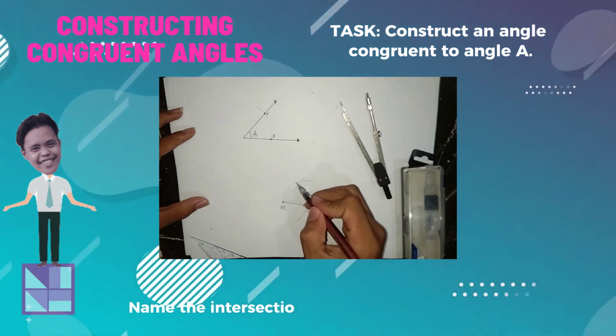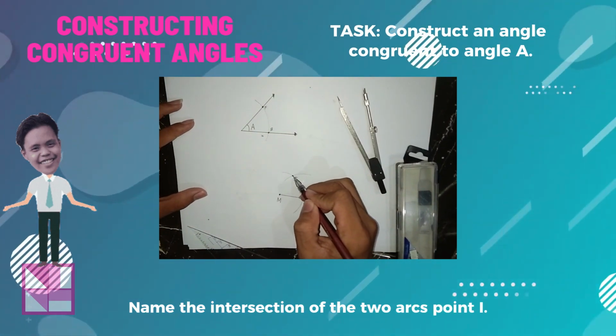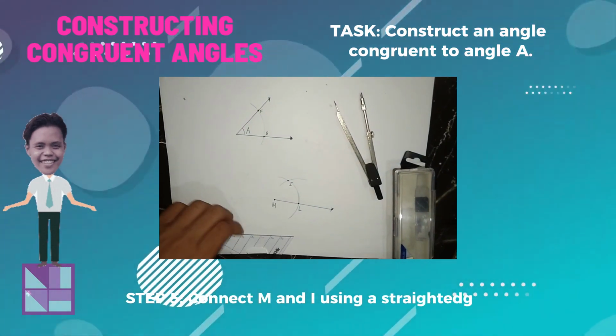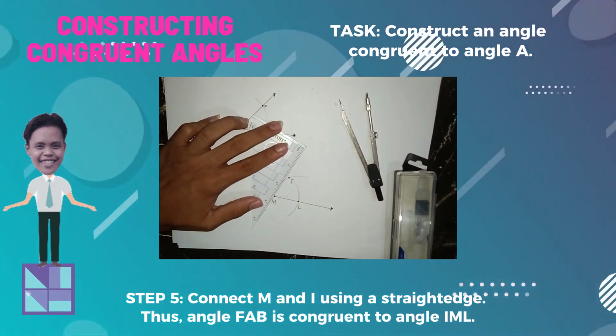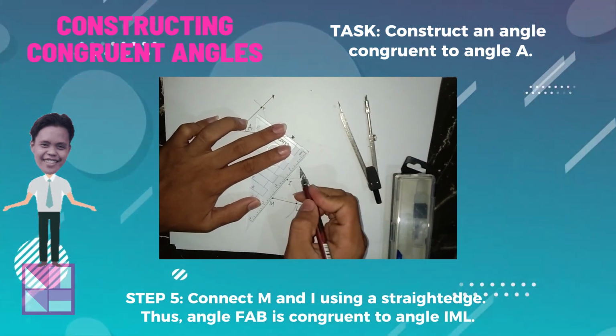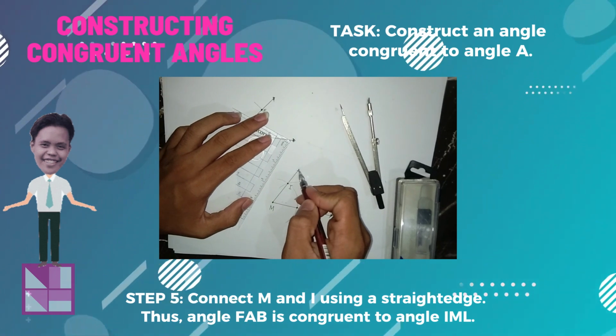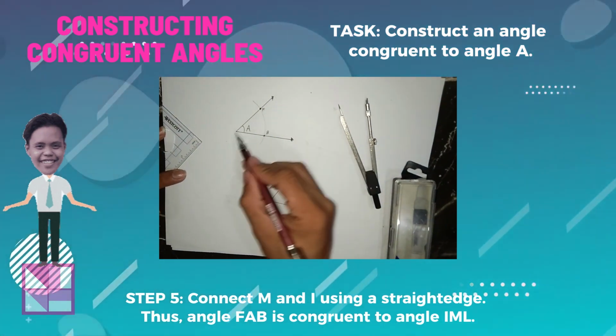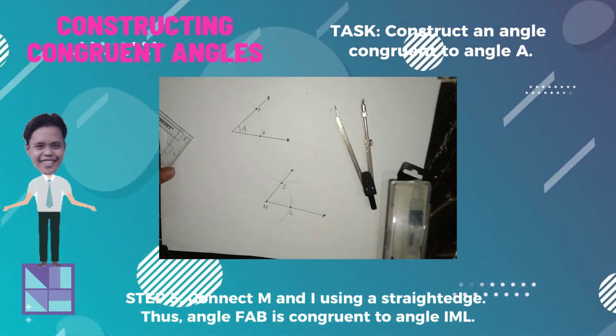Name the intersection of the two arcs, point I. Last step, connect M and I using a straight edge. Thus, we now have angle FAB is congruent to angle IML.